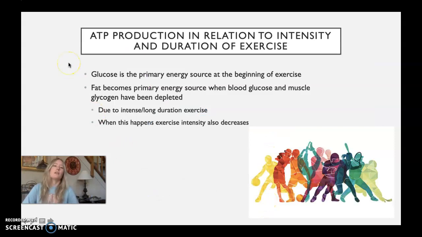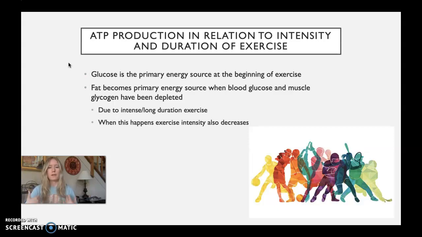So, ATP production in relation to intensity and duration of exercise. All of the different pathways are going to be working at the same time, but the kind of exercise, duration, and intensity are really going to be the control. Those are going to control which pathway is going to be preferred at the given moment.